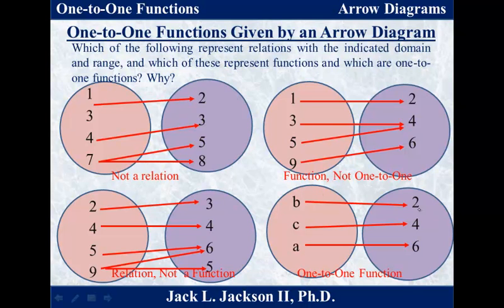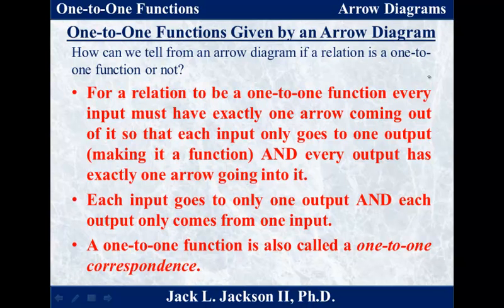So what makes it a one-to-one function? First of all, there have got to be ordered pairs. That makes it a relation. In addition, every input here has to have only one arrow coming out of it, exactly one. And in addition, every output over here has to have exactly one arrow coming into it. That makes it one-to-one.